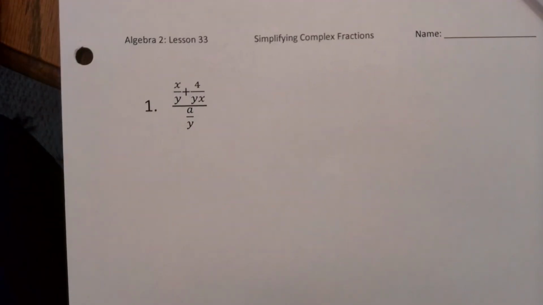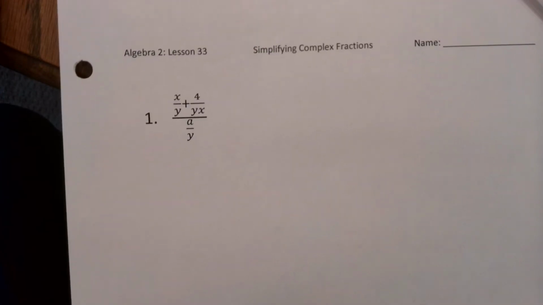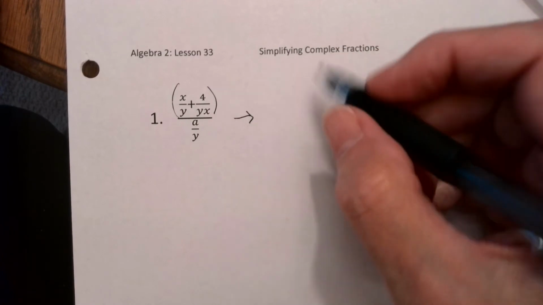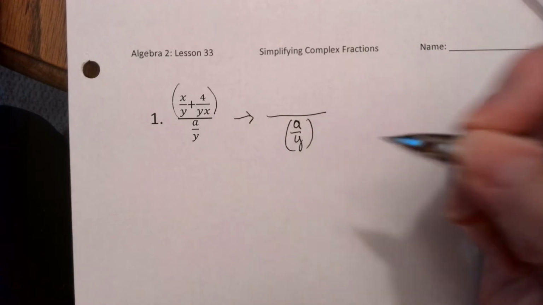Okay, lesson 33. We're going to simplify what's called complex fractions. They're complex because you've got fractions over fractions. So the first thing we want to do, though, is simplify the top of this one. It needs a common denominator. So the bottom is going to just stay the same. Put it in parentheses, okay?